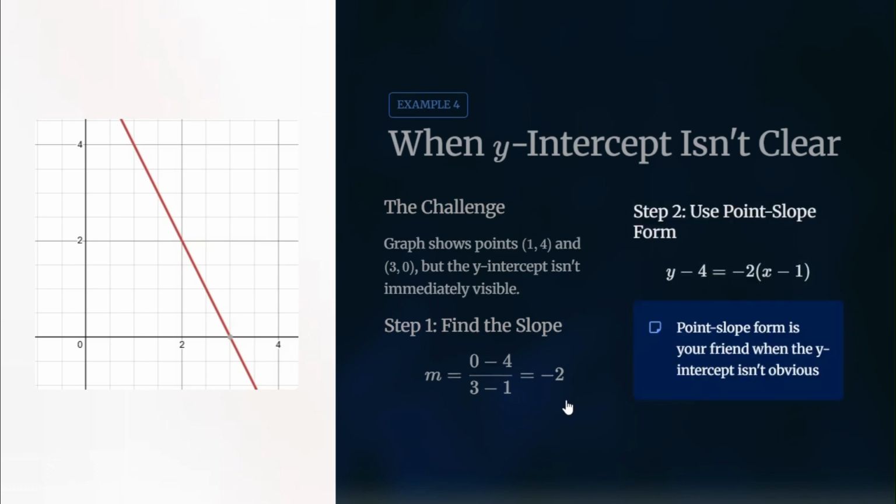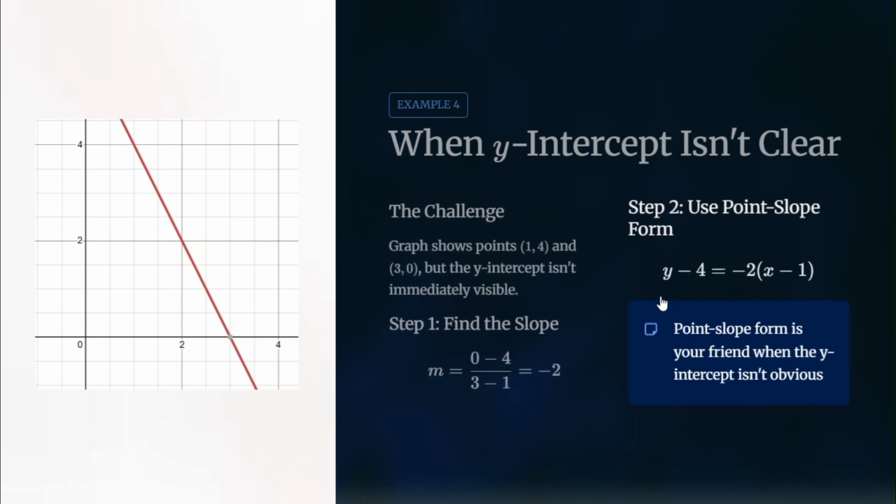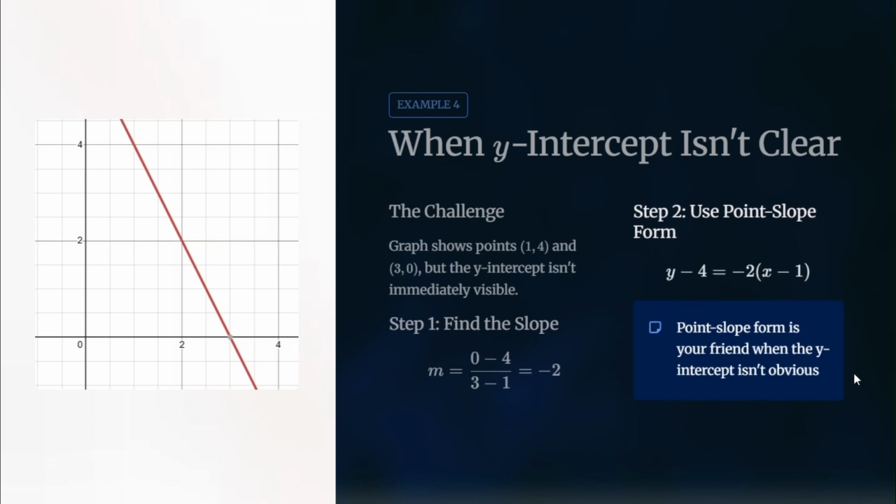Then I can use the point-slope form in order to find the equation of the line. So let's say that I pick the point (1, 4). That will be y minus 4 equals -2 times (x minus 1). I could always simplify this to slope-intercept form for easier interpretation, or I could leave it like this. So once again, the point-slope form is your friend when the y-intercept isn't obvious.